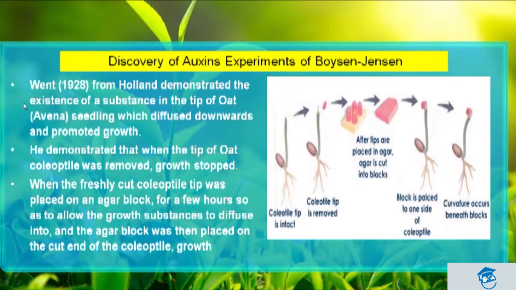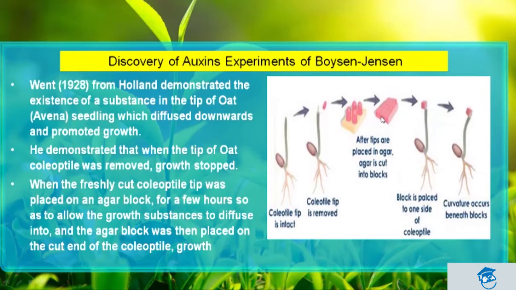As I just taught you, F.W. Went from Holland demonstrated the existence of a substance in the tip of oat seedling which diffused downward and promoted growth, was auxin, right? See, this is the coleoptile tip which is intact. In this, auxin was there at the tip. But now, in the second phase, the coleoptile tip is removed. See, this is removed here. And this tip, this is pink in color, and it is placed on the agar, and it is cut into blocks. See, this is cut into blocks.